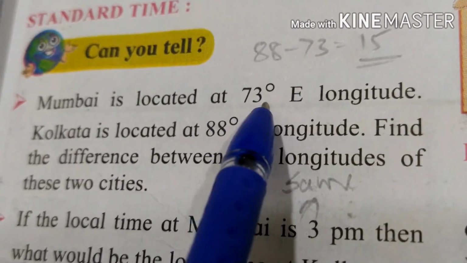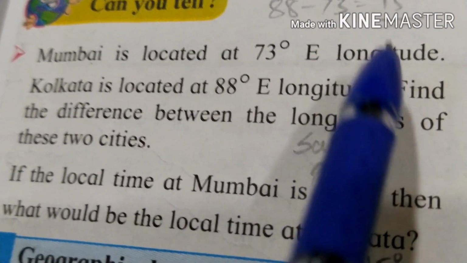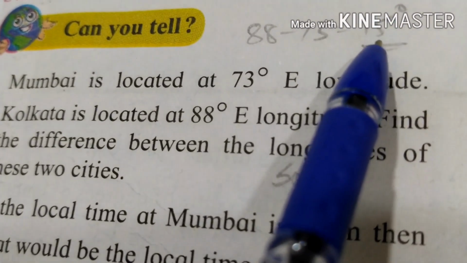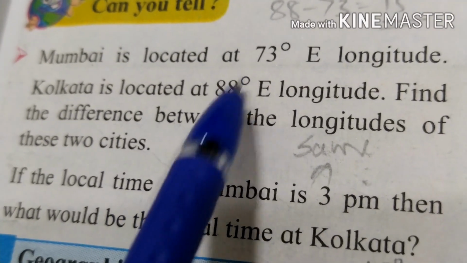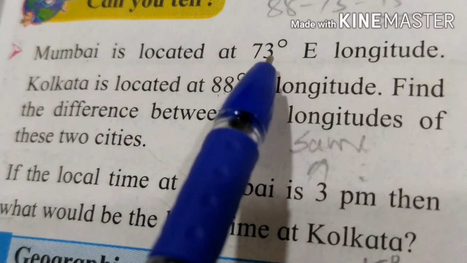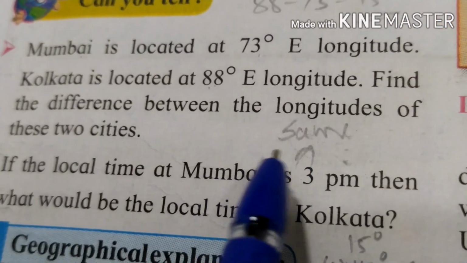Now, 88 minus 73 will be 15, that is 15 degrees. We know that 1 degree is 4 minutes, so 15 into 4 is 60. So there will be a difference of 60 minutes between Kolkata and Mumbai. 60 minutes means 1 hour difference.